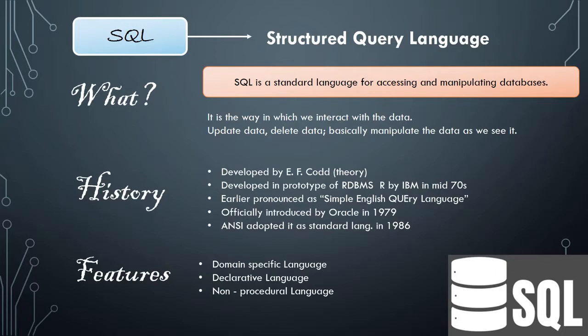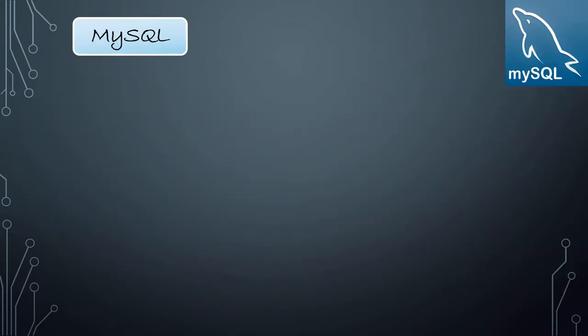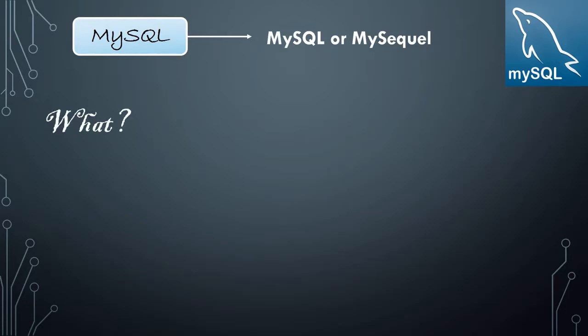So these are the points that we learned about SQL. Now moving on towards MySQL. So basically what is MySQL? You can see here the logo of MySQL. It's a dolphin symbol. Now MySQL is popularly pronounced as "My S-Q-L" or "My Sequel". Okay, after that, what is MySQL? So basically MySQL is an open source RDBMS.